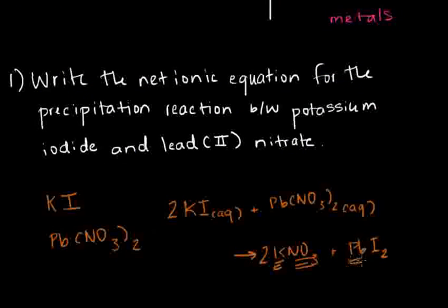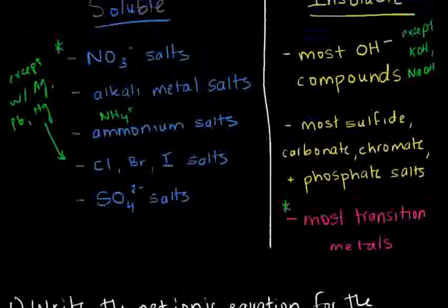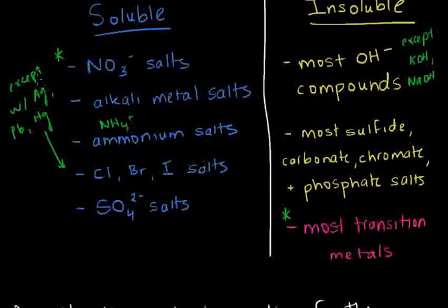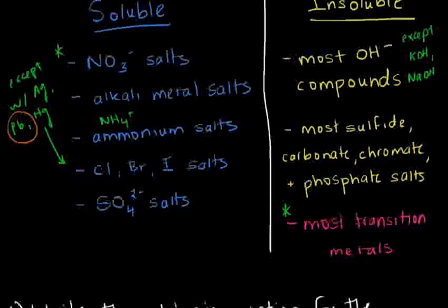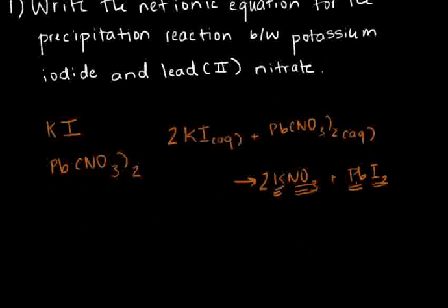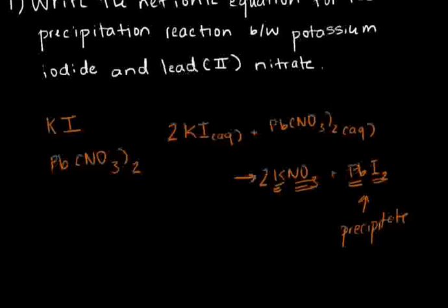Similarly, we've got a transition metal here, and we've got iodide here, so this is interesting. I told you that most iodide salts are soluble. However, this falls under the category of an exception. Whenever we have lead with iodide, that compound is generally insoluble. So this lead iodide is our precipitate. It actually makes a gorgeous yellow precipitate in solution.